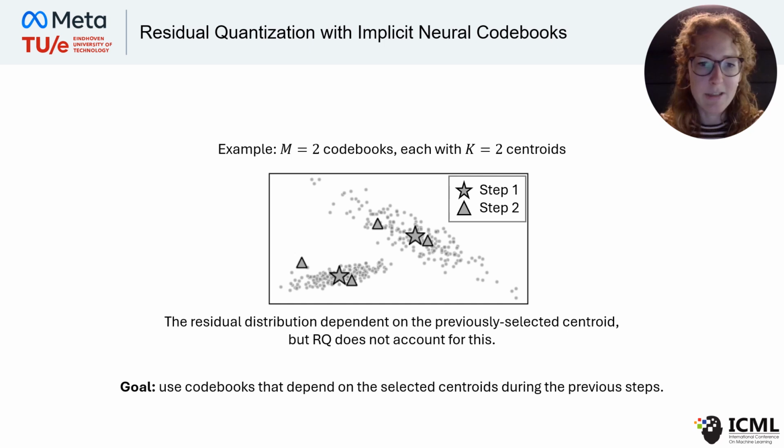The centroids of the second codebook do not well cover the residual distribution that clearly depended on the centroid selected in the first step. So our goal was to use codebooks that actually do depend on the centroids that you selected in the previous quantization steps, such that these codebooks get adaptive towards the residual distribution.